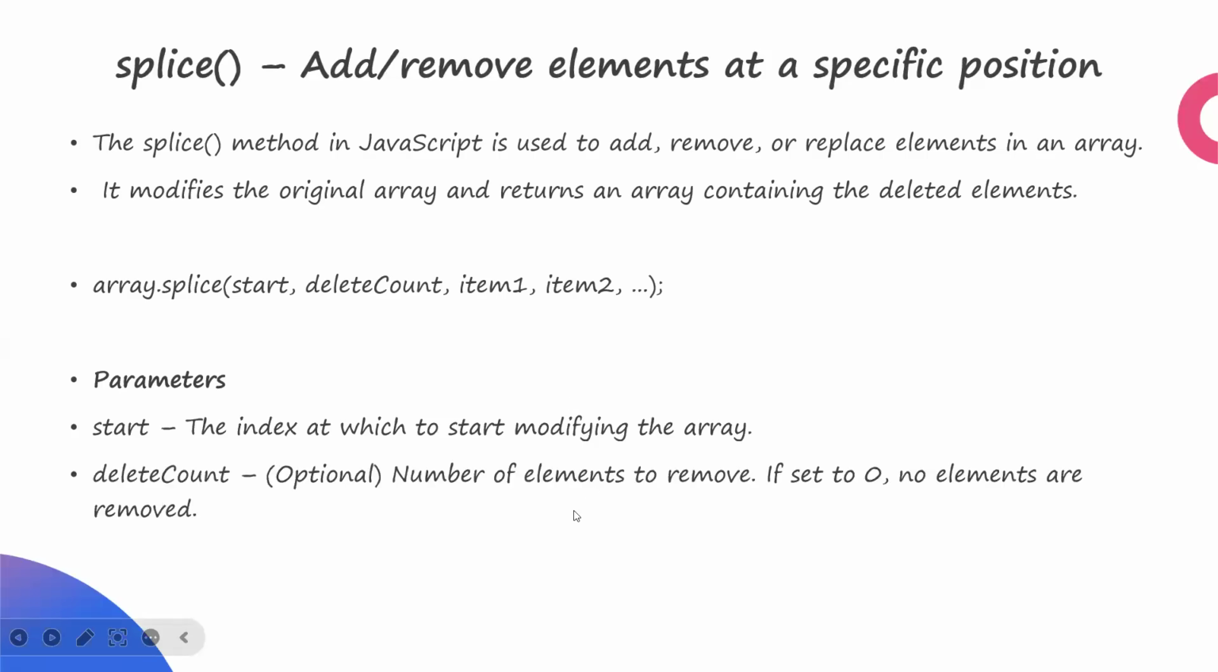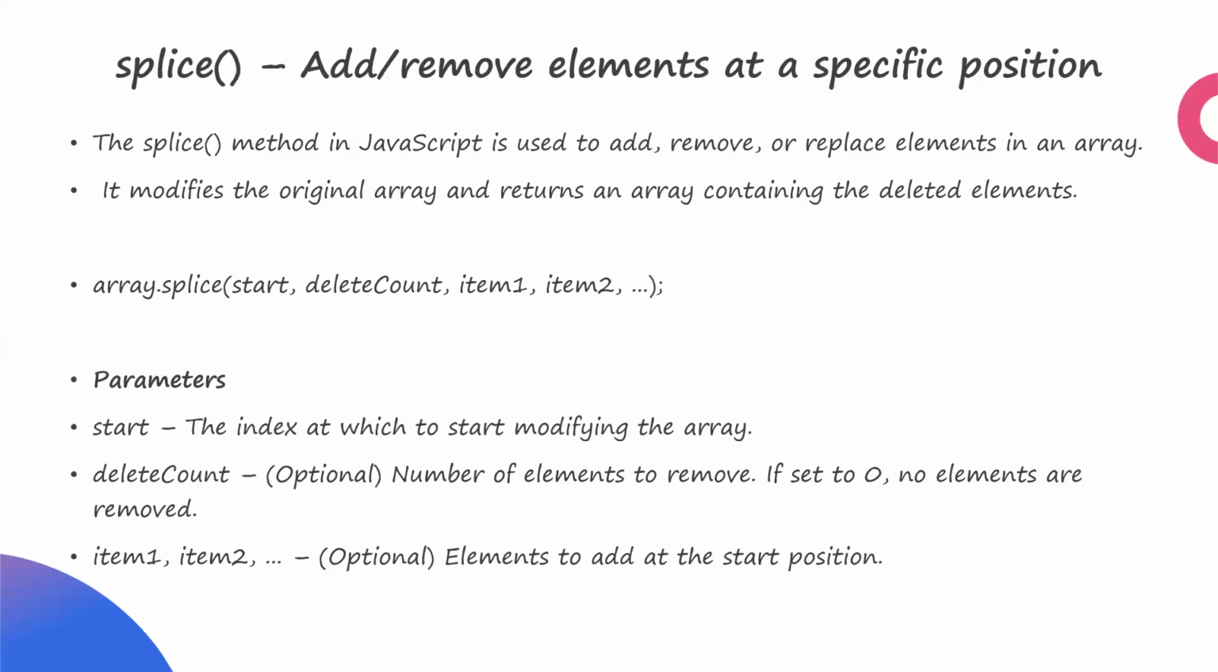The delete count is optional. If you want to delete, you will say, okay, start from index 2 and delete 2 items. So the delete count is the number of elements to remove. If you set it to 0, no elements will be removed. That means you don't want to remove anything. So you can say, start from index 2, remove 3 items. It will start from index 2 and delete 3 items. But if you set the delete count to be 0, it will remove nothing. Then you can also optionally add other items. These are the items to add at the start position.